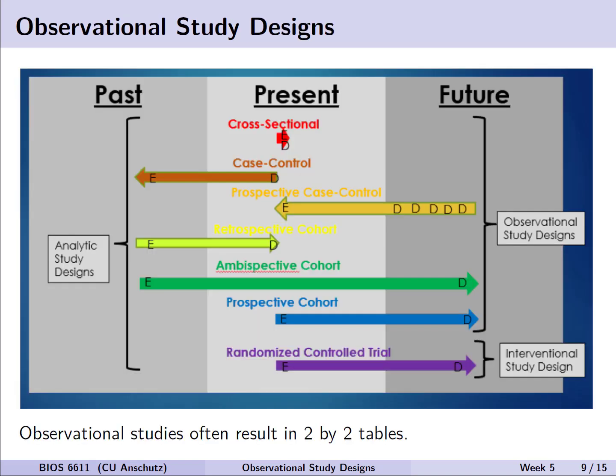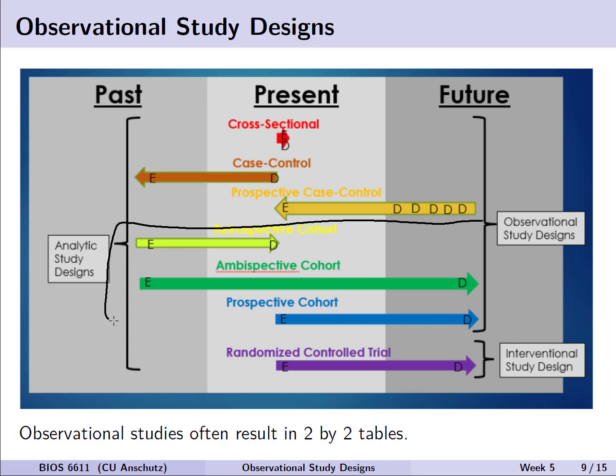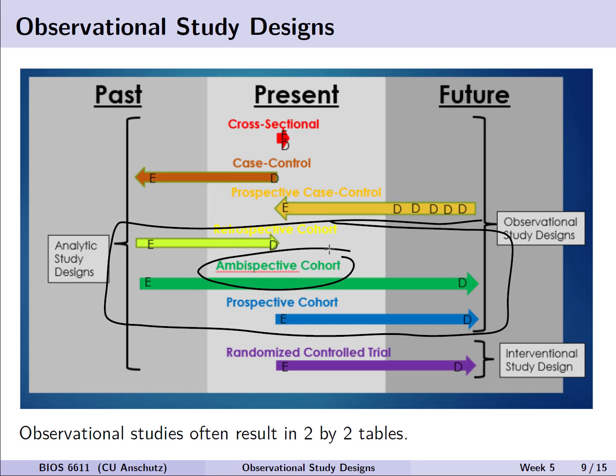So returning again just to this graphic, we can see at the top here the cross-sectional design, where we measure both the exposure and the disease at the same time in the present. We have the case control design, both retrospective and prospective, depending on the timing of measurement for the exposure and the disease status. We also have cohort studies, which can be retrospective, prospective, or, which we didn't mention before, ambispective, so spanning past, present, and future.